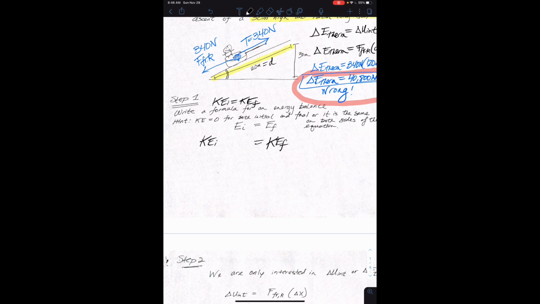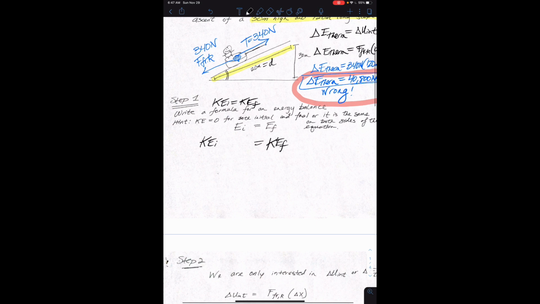We also have to pick a system here, and this is why we're doing these problems: getting used to picking systems, getting used to identifying types of energy. That's where these problems are tough. It's not so much in the math. The math is kind of easy, but it's identifying the types of energy and picking our system correctly.